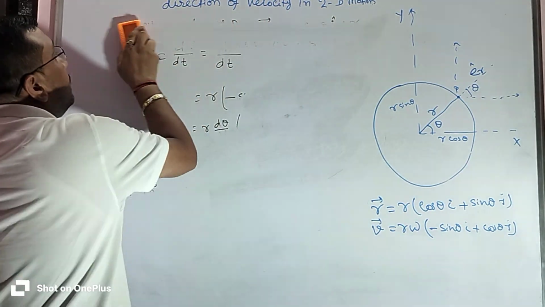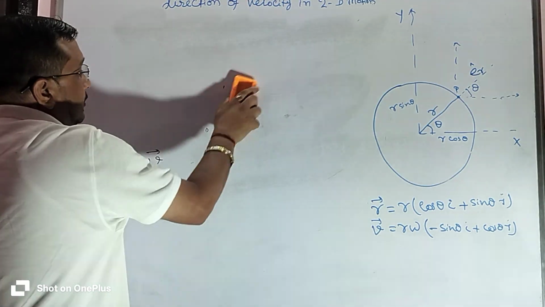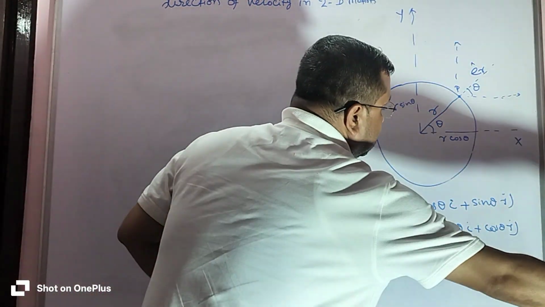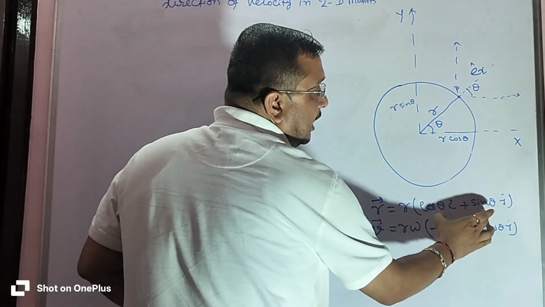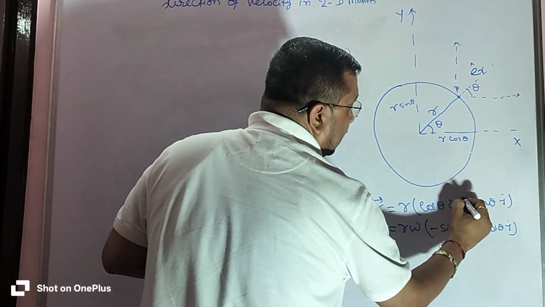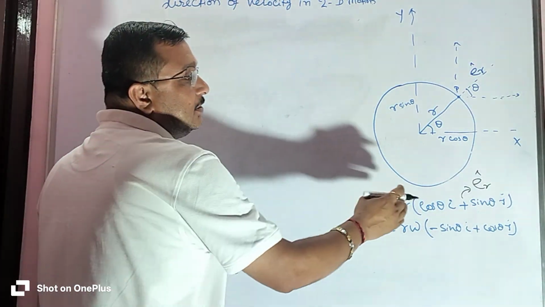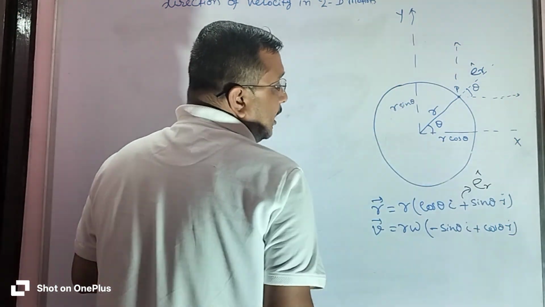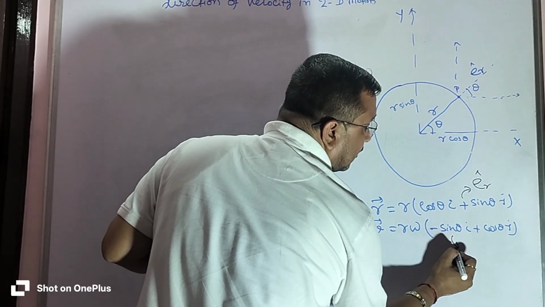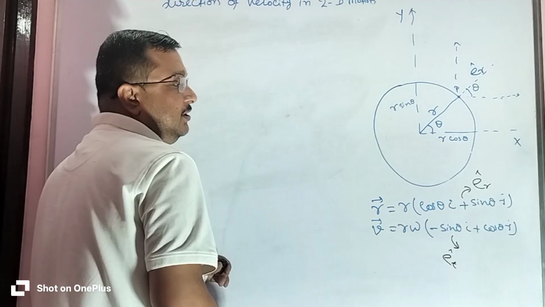If we see from here, what is the direction of R? This is the direction, cos theta i plus sin theta j. We shall denote it as ER. This is a unit vector along this direction. And what is the direction of V? Minus sin theta i plus cos theta j. Let's suppose this is ET.